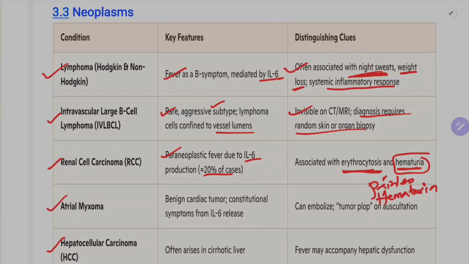Okay. So painless hematuria along with erythrocytosis. Second cause in abdomen, hepatocellular carcinoma, often arises in cirrhotic liver. Fever accompanies hepatic dysfunction.